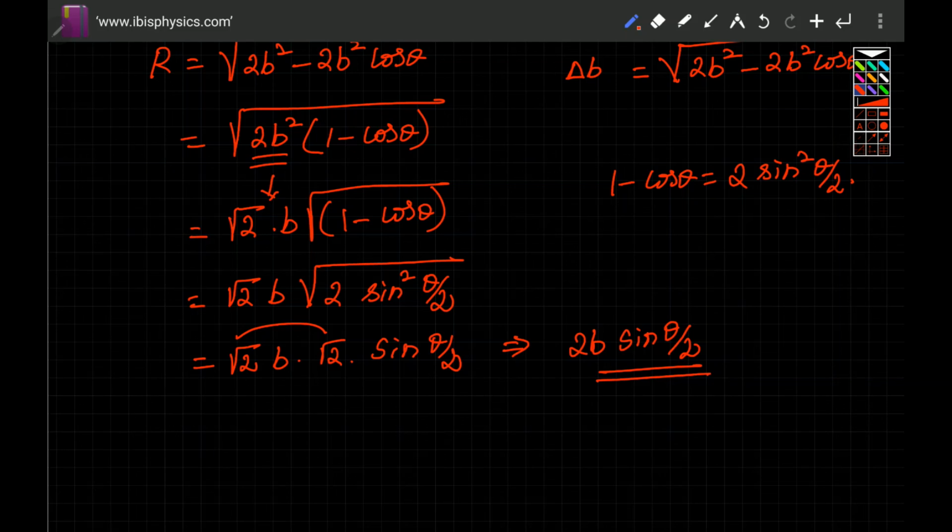When a vector is rotated through a small angle, the change in magnitude of that vector is 2b sine theta by 2.